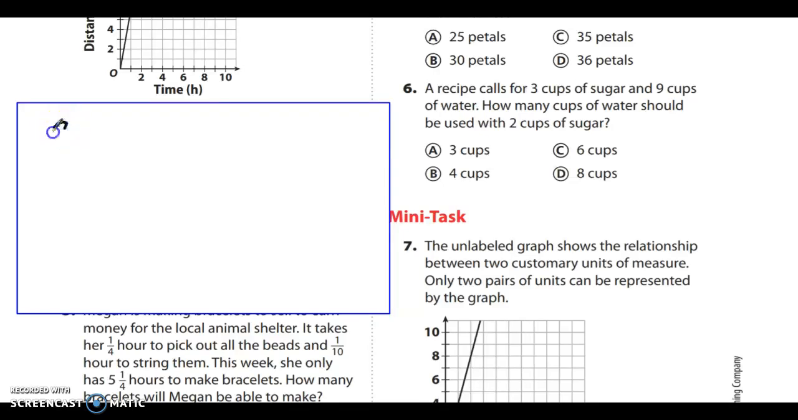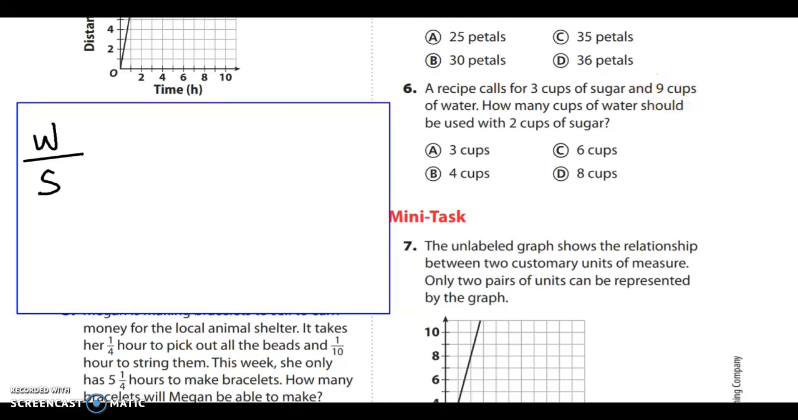So I'm going to do 9 cups of water. Maybe I'll do it this way. I'll put my waters over my sugars. And that doesn't matter, by the way. You could set this up upside down. I'm going to do my waters over my sugars. I like to have my bigger term on top.